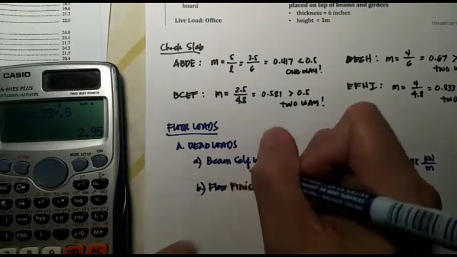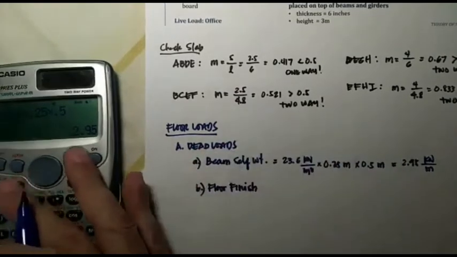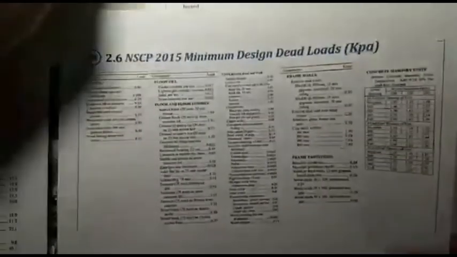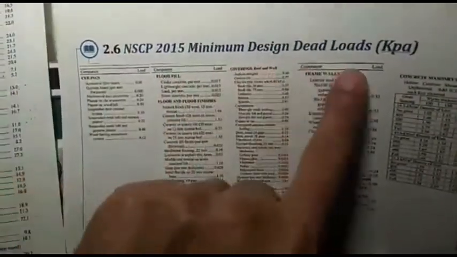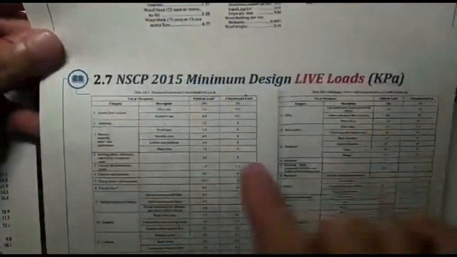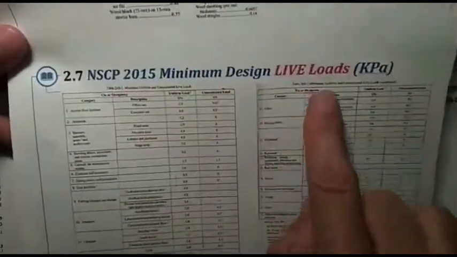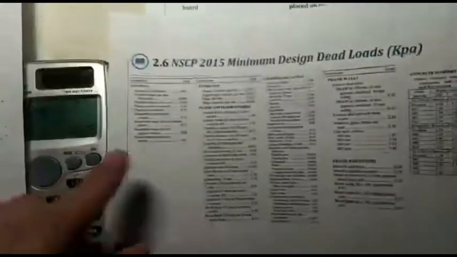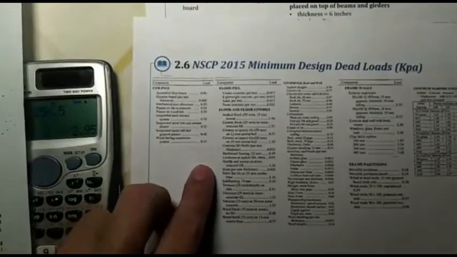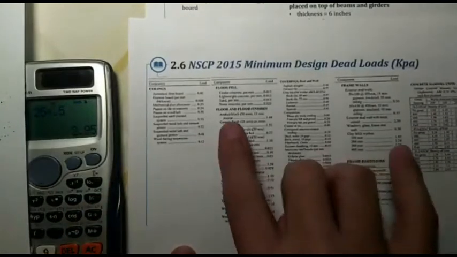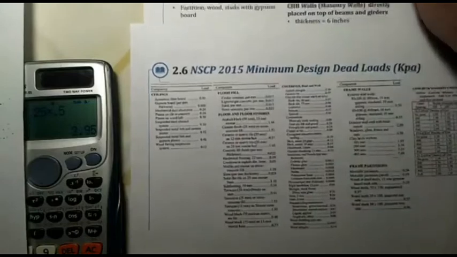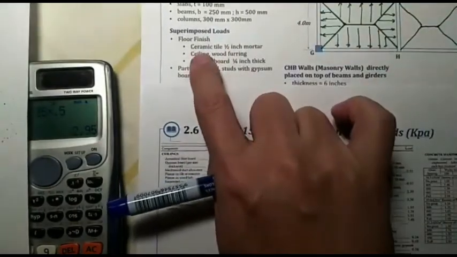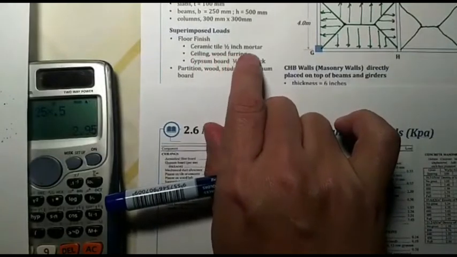So titingin ulit tayo sa Chapter 2 NSCP. So makikita nyo rin tong table na to. Okay, so NSCP 2015, minimum design dead loads. Tapos meron din ako ditong 2015 minimum design live loads. Okay, so since floor finish is a dead load, hanapin natin dito floor finish. So where is the floor finish? Ito, floor finish. Okay, ano ba yung description ng floor finish natin? Okay, ceramic daw, tapos 1/2 inch yung mortar.